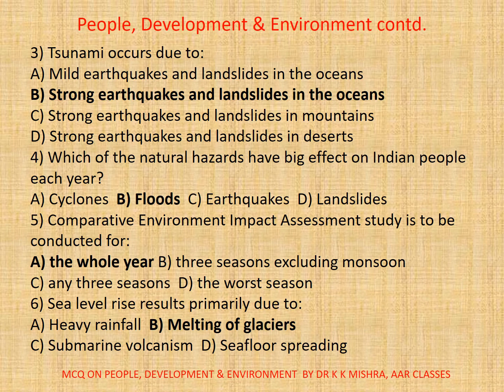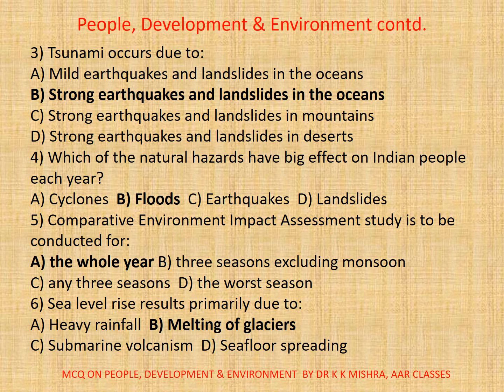3. Tsunami occurs due to, correct option is B, strong earthquakes and landslides in the oceans. 4th, which of the natural hazards have big effect on Indian people each year? Normally floods. ये क्वेश्चन कई बार रिपीटेडली आया है, फ्लड्स ध्यान में रखिएगा. 5. Comparative environment impact assessment study is to be conducted for, the correct option is A, the whole year.